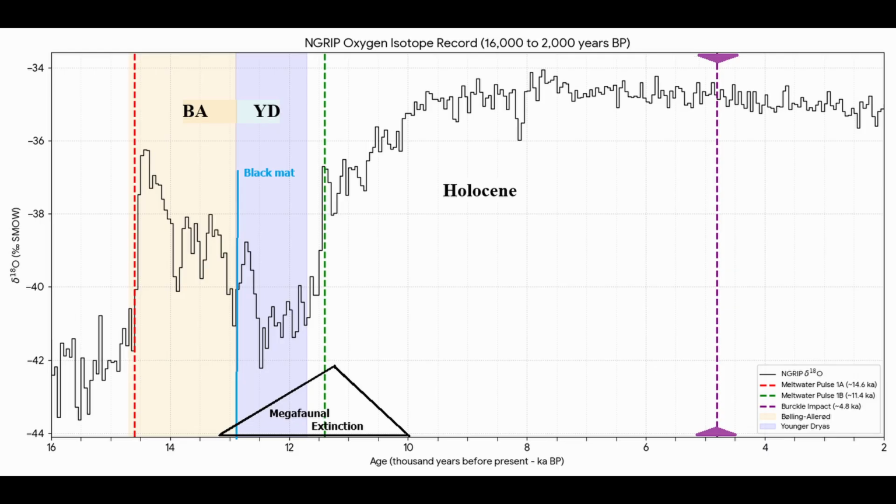Could the onset of the Bølling-Allerød have triggered Meltwater Pulse 1A that happened 100 years later? You could ask the same question about the end of the Younger Dryas and Meltwater Pulse 1B, but that is more of a stretch time-wise.